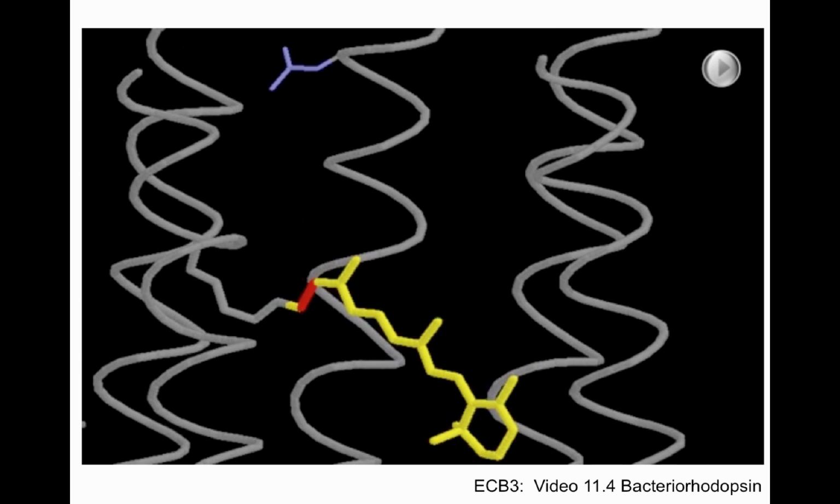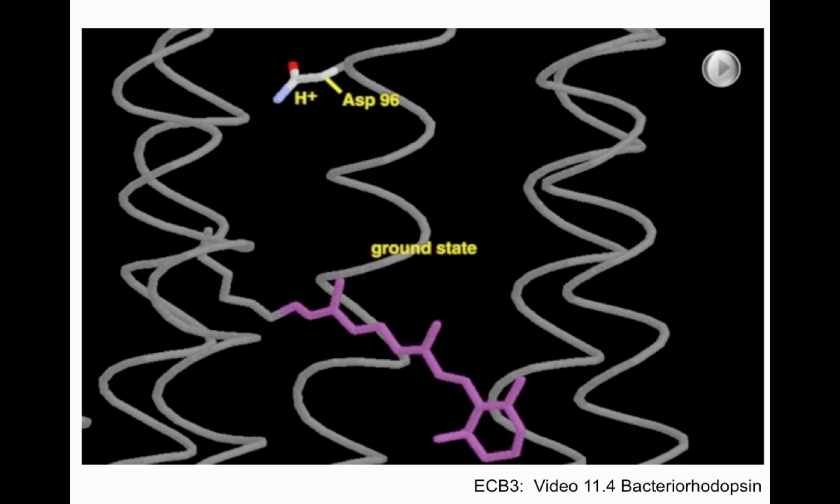The now negatively charged retinal takes up a proton from another aspartate, aspartate 96. This one is positioned towards the cytosolic face of the protein. Upon reprotonation, the retinal returns to the ground state. Aspartate 96 replenishes its lost proton from the cytosol, and the cycle can repeat. The net result? For each photon absorbed, 1 proton is pumped out of the cell.